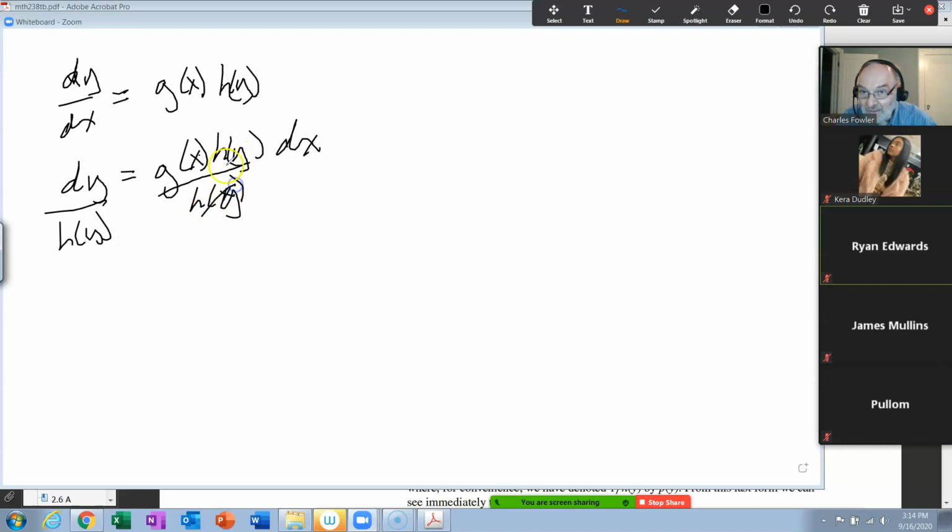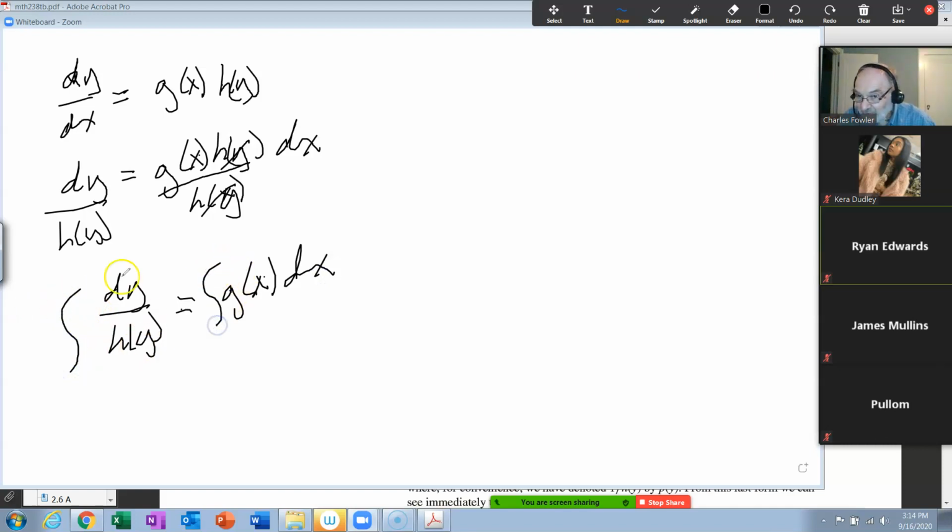And these go out, and now you have dy over h of y is equal to g of x dx. Now depending on what the h of y was, if you can integrate, integrate. Here you're integrating with respect to y, here you're integrating with respect to x.